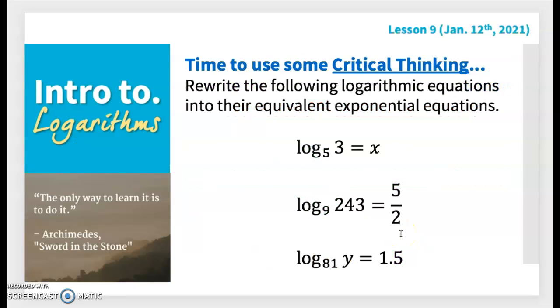All right, your turn. So time to do some critical thinking. Let's flip it around a little bit, and now you rewrite the logarithmic equation that I've given you below into an equivalent exponential equation. I'll give you a few moments to do this.